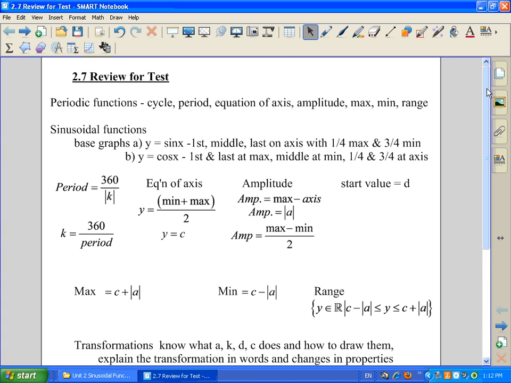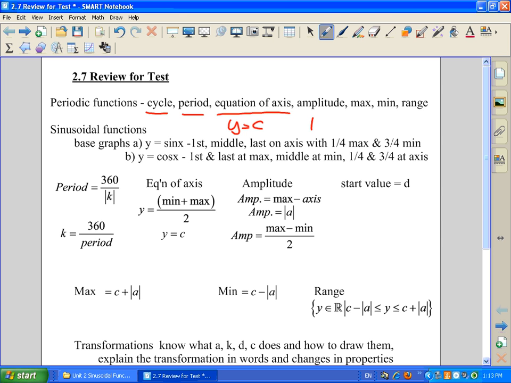Here we go. Today is our last official kind of lesson, but it's more of a review for our upcoming test on sinusoidal functions, lesson 2.7, review for test. This should be a summary of all the things that we should have discovered or learned throughout this unit. So again, you need to make sure you know with any periodic function, how do you find the cycle, the period, the equation of axis? Remember, that's y equals c if you're given a formula.